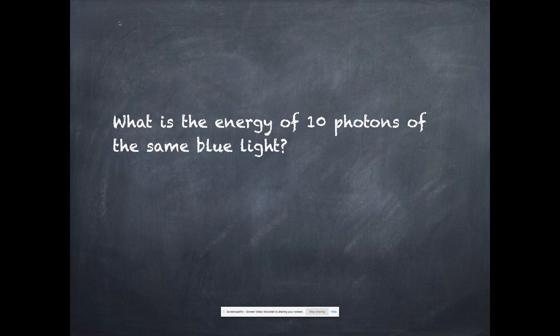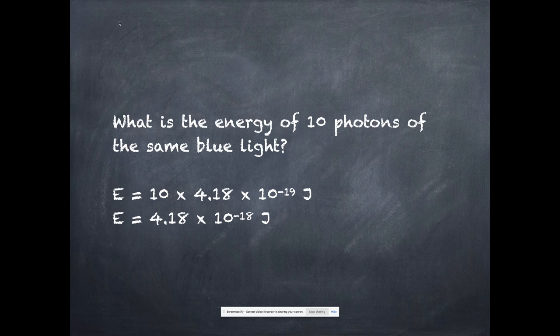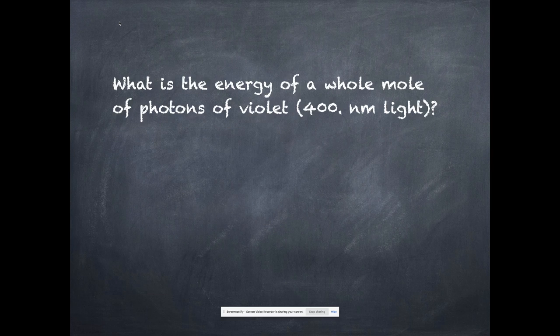So all of those calculations were based on one photon. If we had 10 photons, all we have to do is multiply by 10. If it's a mole of photons, all we have to do is multiply by Avogadro's number.